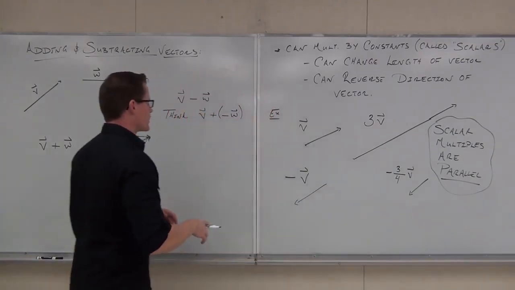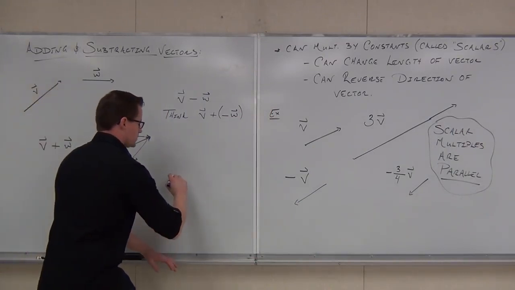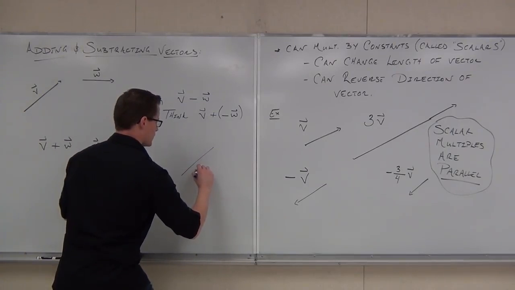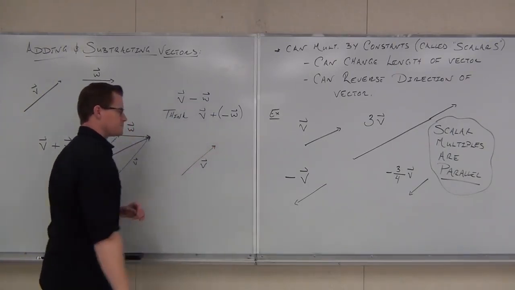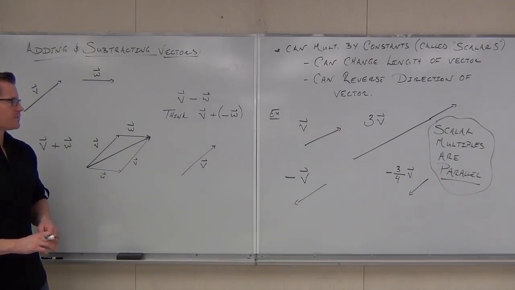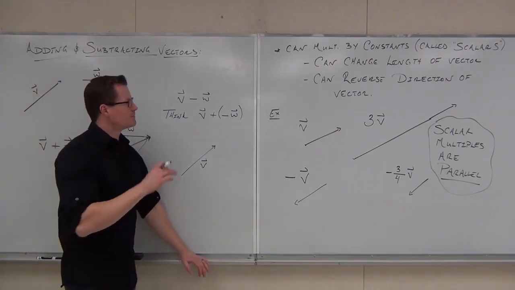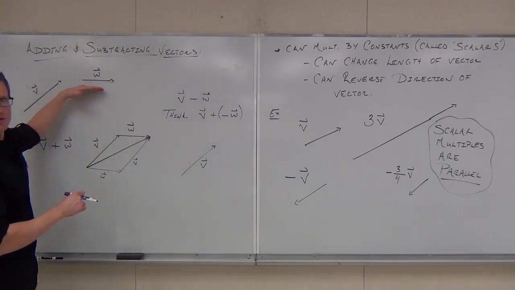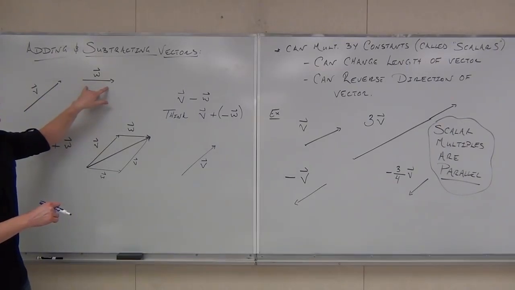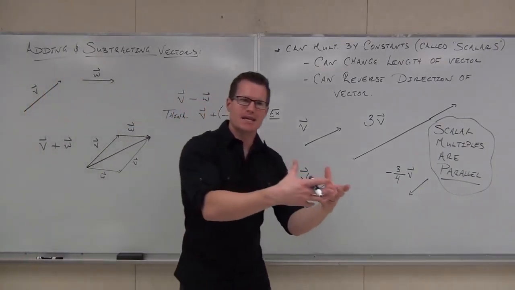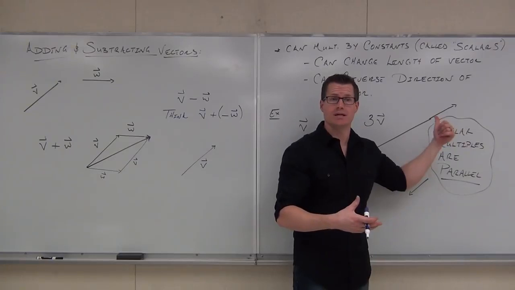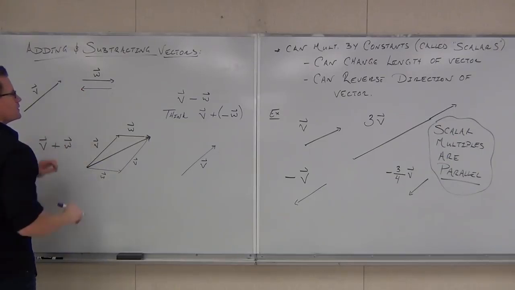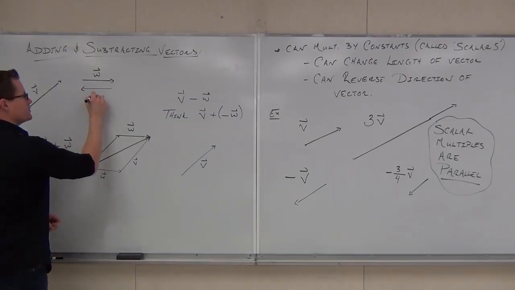So let's try it. Here's vector v. Vector w looks like this. I'm going to draw it back up here so don't get lost with me, okay? If this is vector w, what's negative w going to give you? It's going to have the same magnitude, opposite direction. This would be negative w.